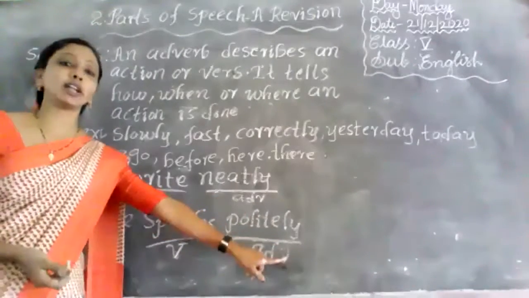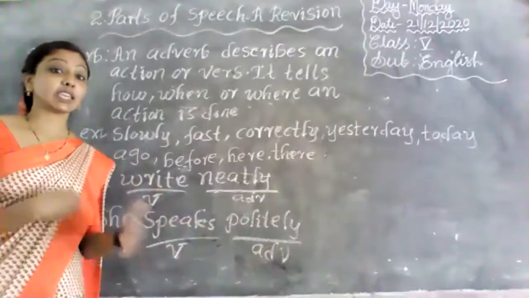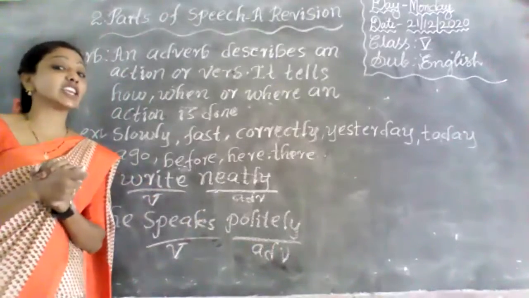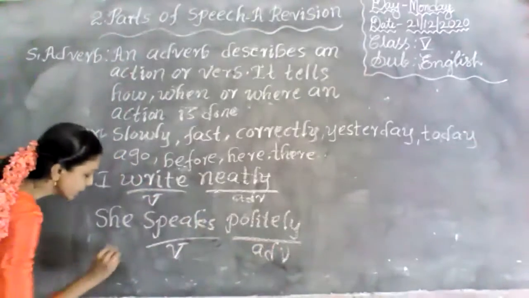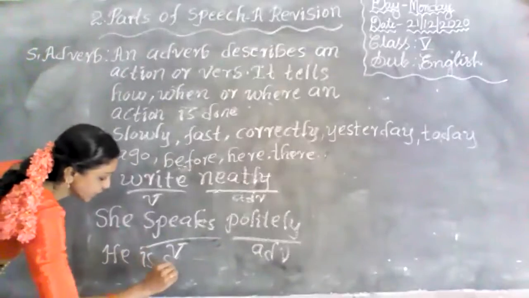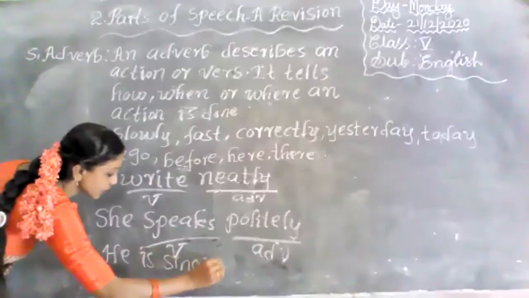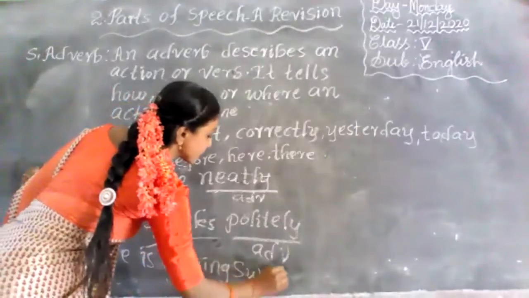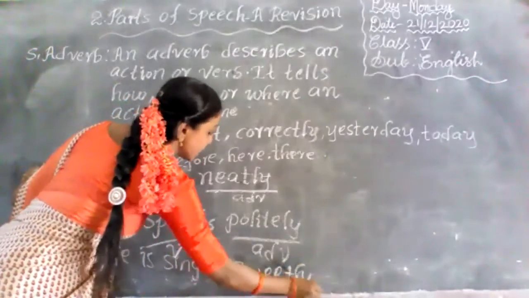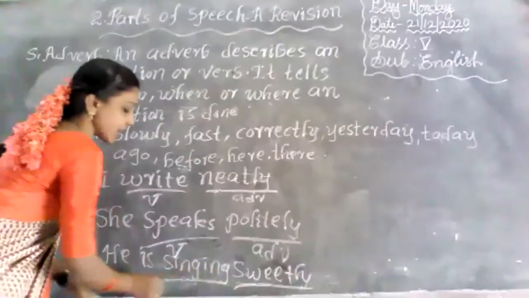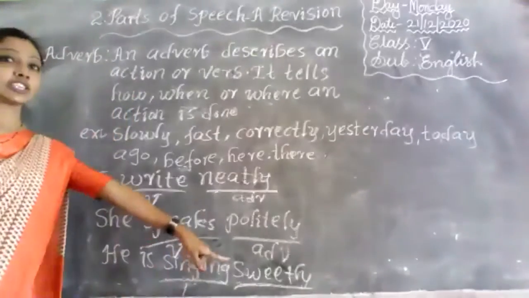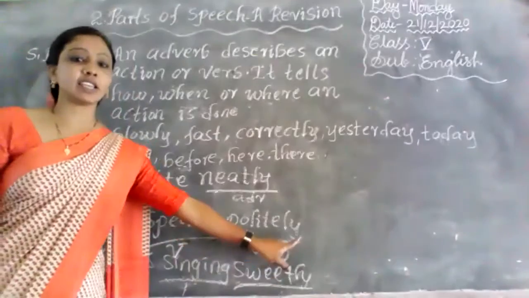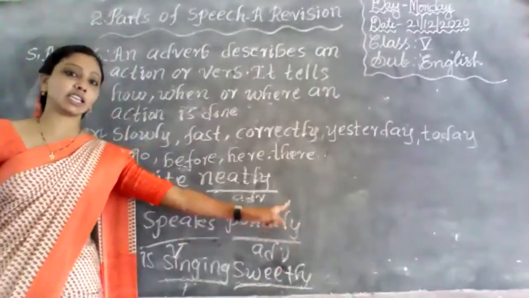She is speaking rudely. She is speaking nicely. He is singing a song. He is singing sweetly. How is he singing? Singing is the action. How is he singing? Sweetly. Did you understand? So here sweetly, politely, neatly, ugly, fast.